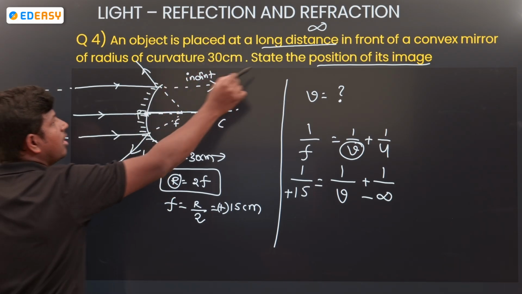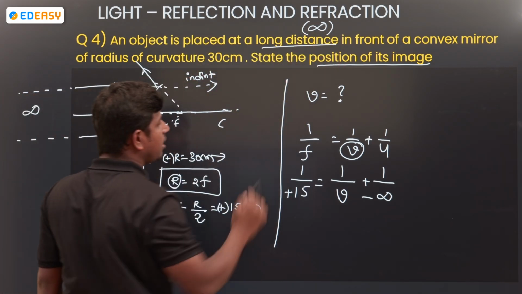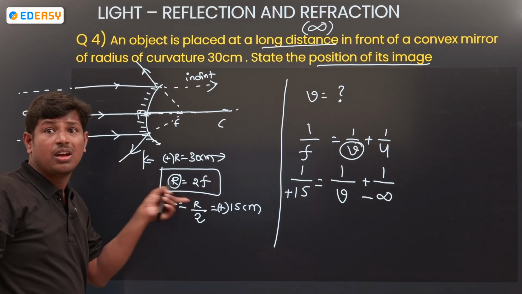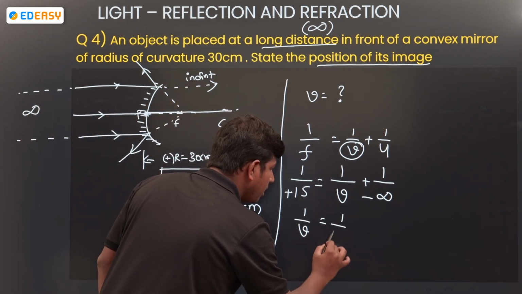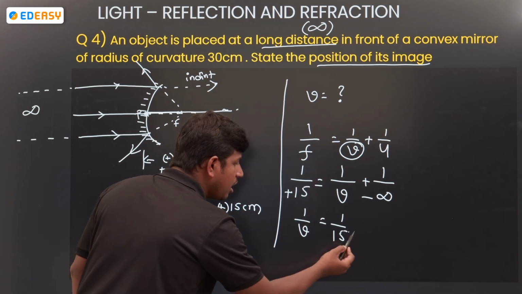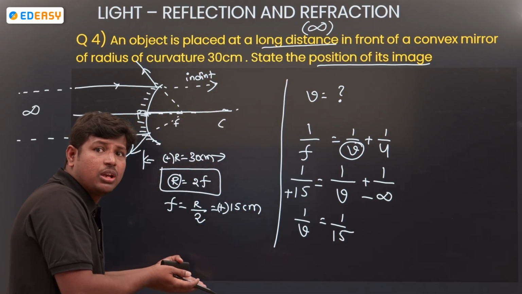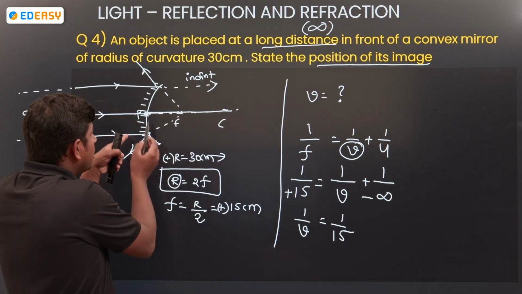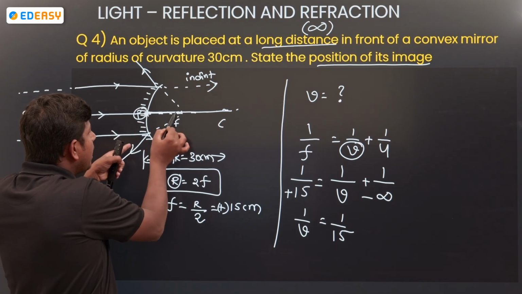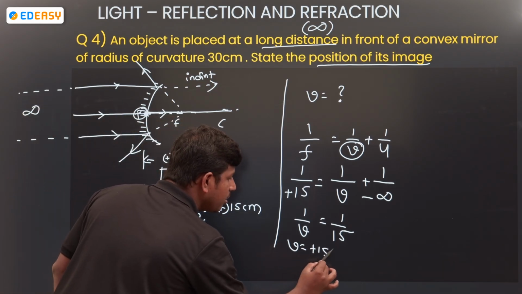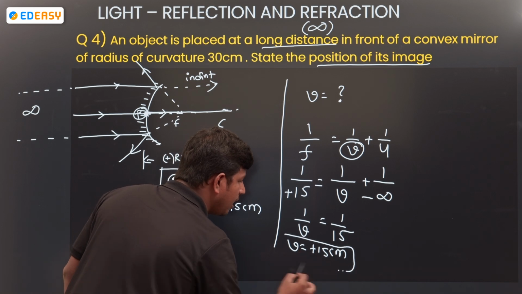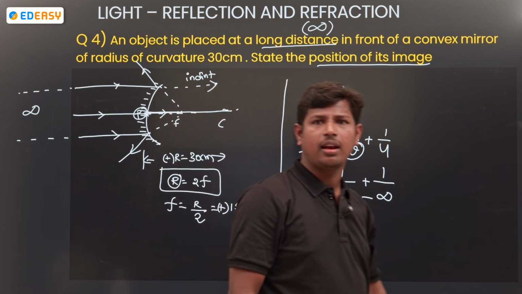Long distance means the object is at infinity, so the image will form at the focus only. Then 1/v is equal to 1/15, plus 15, obviously plus 15 only. Why plus 15? Because from the pole to F, along the direction, the v value is plus 15 centimeters. Clear?